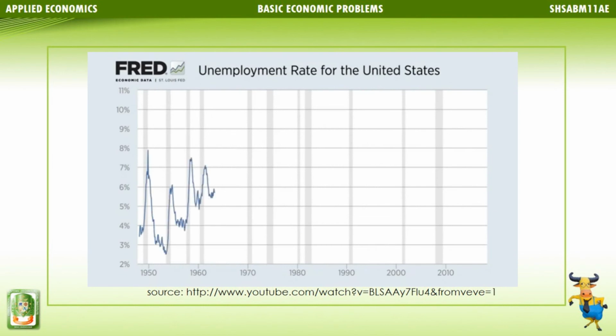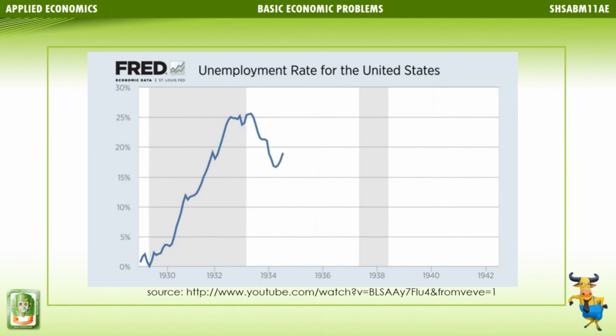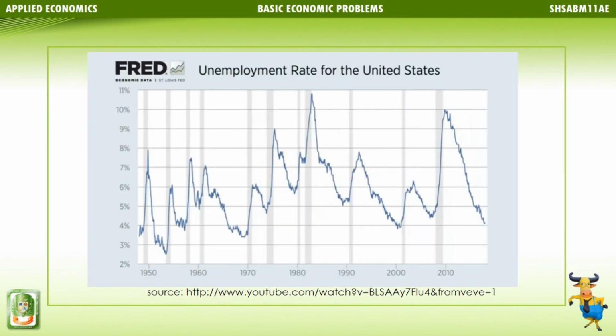The annual unemployment rate changes over time as the economy goes through its cycles. The rate has been as high as 25% in 1933 during the Great Depression, and as low as 2.5% in 1953.